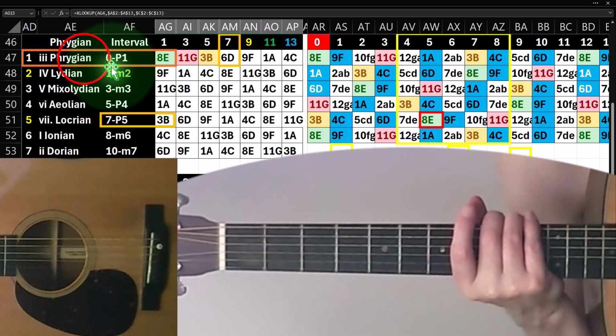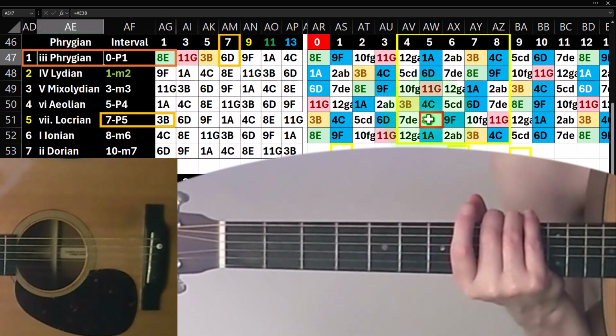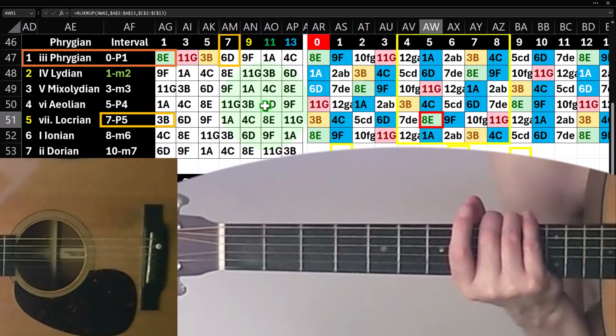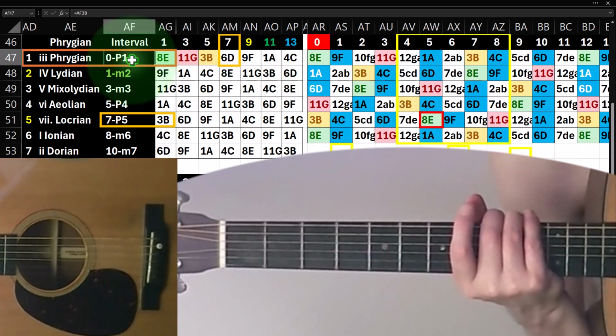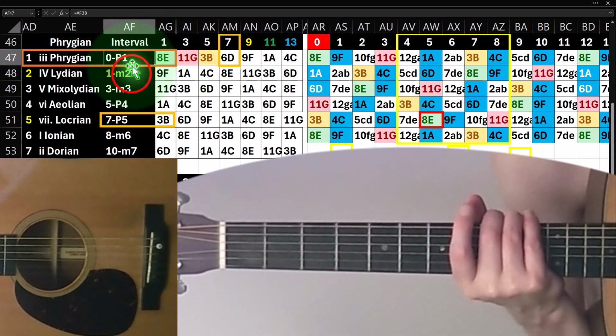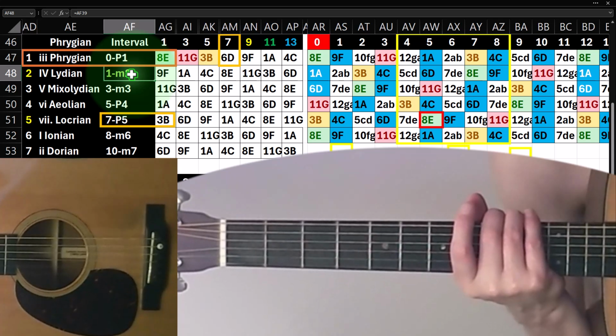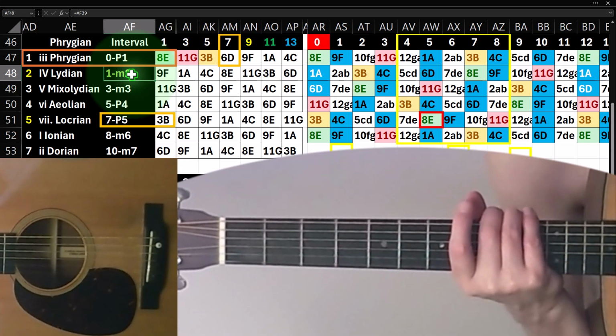So if I go down to the Phrygian, then we're going to be measuring from this component. If I look at the intervals for the Phrygian, I still have a perfect first. They all have a perfect first, but then I have a 1-note away minor second. This is the only one that has a 1-note away minor second.